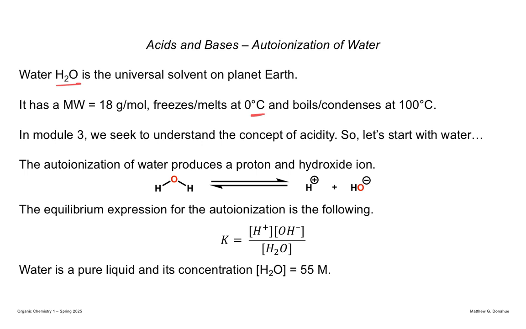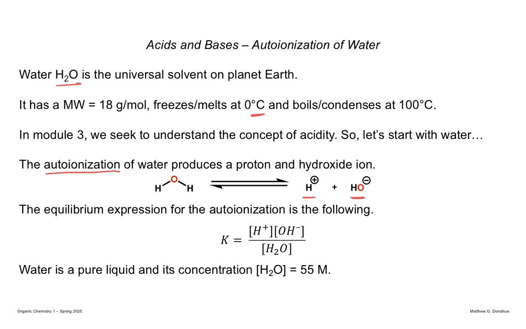So let's look at this equation here that says autoionization. Ionization means something neutral is going into species with charges. So water, H2O, undergoes autoionization. That means just by itself with no external stimulus, it's forming a proton and hydroxide. Notice the proton has the plus charge, hydroxide has the minus charge.